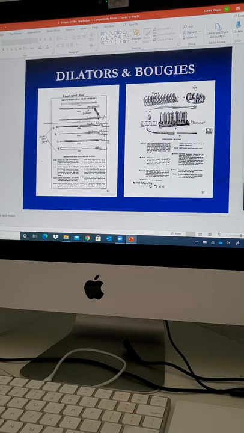So we have the Hurst, we have Maloney, and we have CP, okay? And again, with the CP, remember, it's a dilating set. It's sitting in that tray and has the rounded olive-shaped tip, and it's in graduated sizes. So retrograde, I just mentioned. So with the retrograde, that's this one.